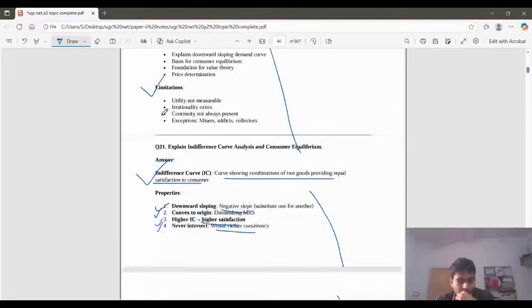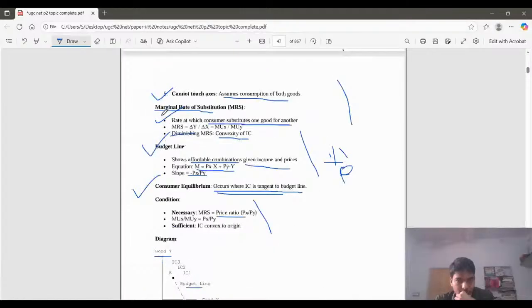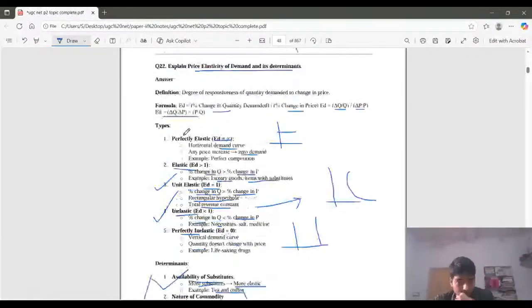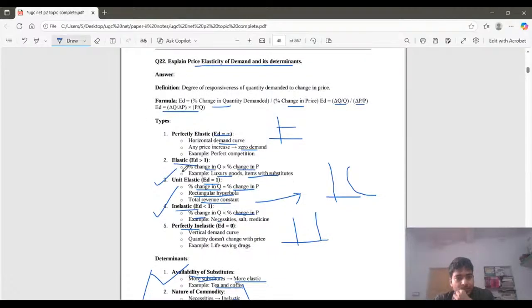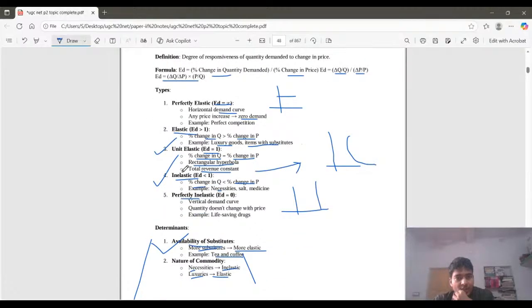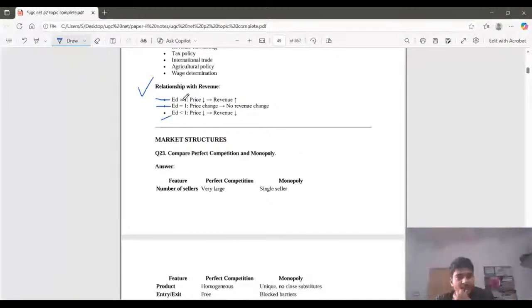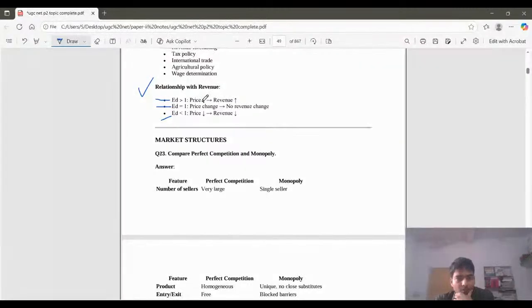We compare this again with the demand curve. What are we talking about? Elastic demand is greater than one, inelastic demand is less than one. In elastic demand, when the price goes down, revenue increases. In inelastic demand, when the price goes down, revenue decreases.